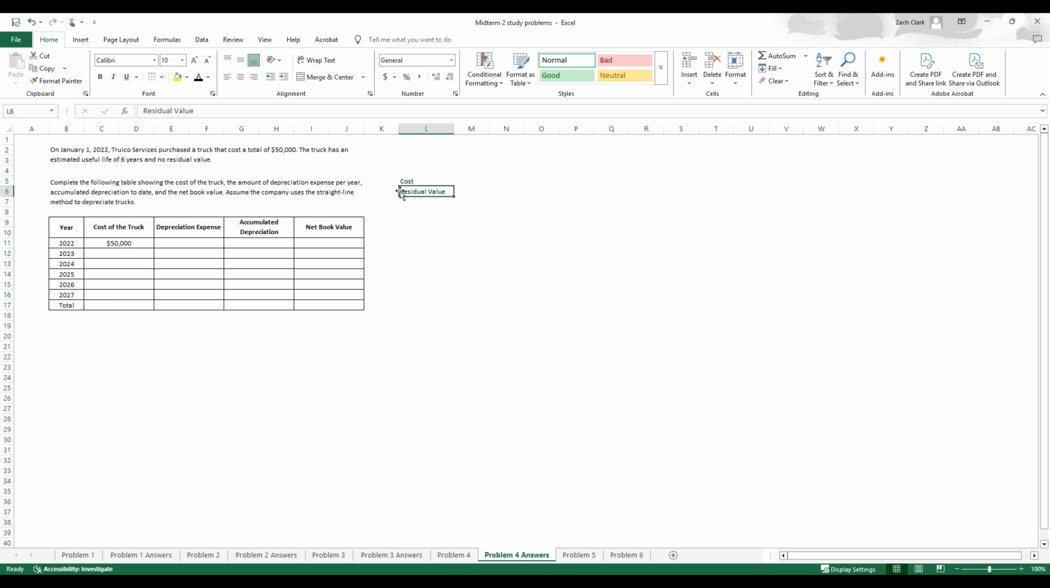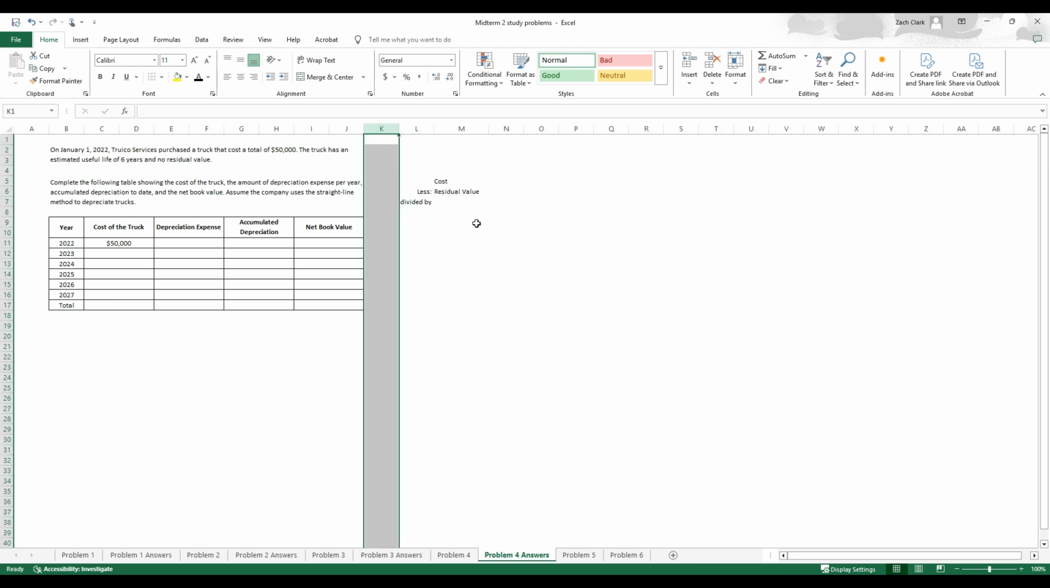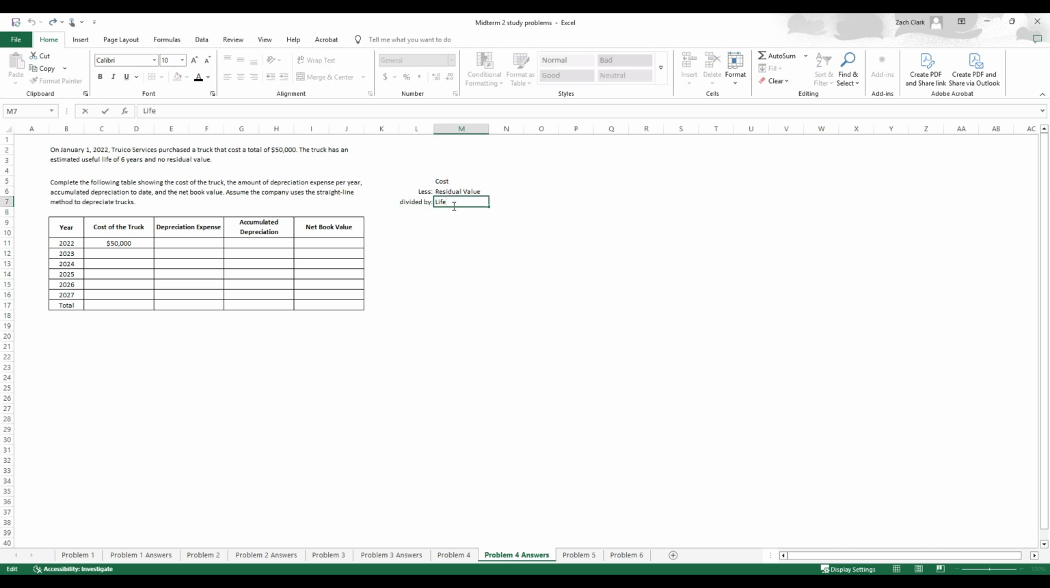Okay, so cost, maybe I'll put here less, indicating it's minus residual value, and that equals, and then we divide by, I'm just going to put a little space there between these, divided by the life, and that can be in years or months.